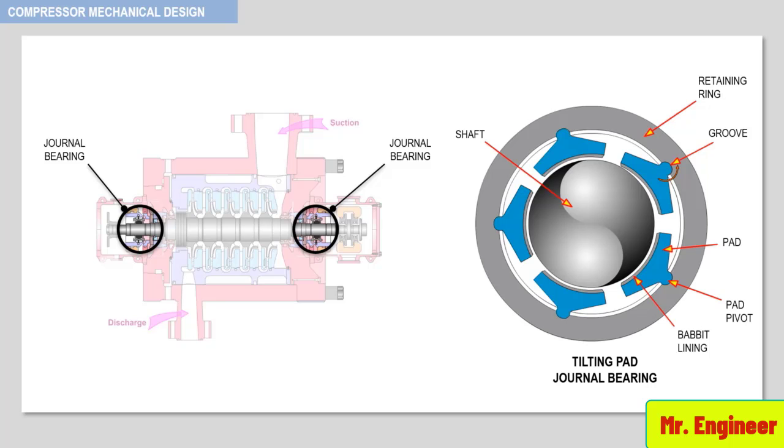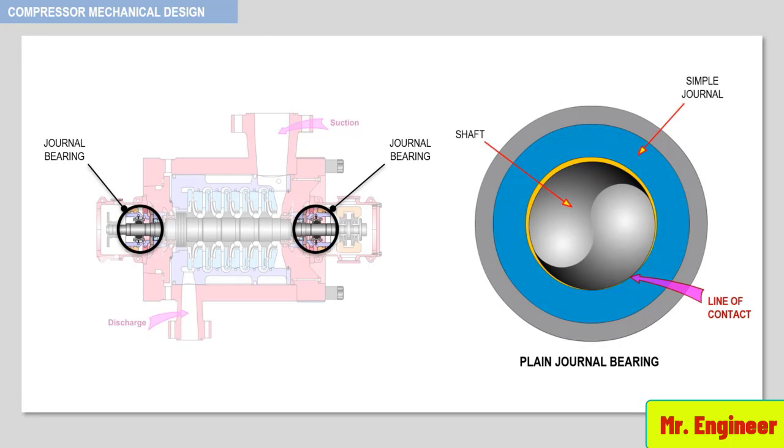In a plain journal bearing, the shaft and the journal tend to make a line contact, and this can lead to improper lubrication and wear of this part of the shaft.